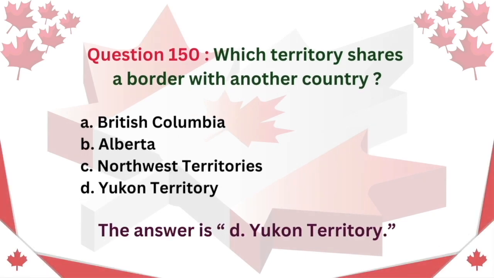Question 150. Which territory shares a border with another country? A. British Columbia. B. Alberta. C. Northwest Territories. D. Yukon Territory. The answer is D. Yukon Territory.